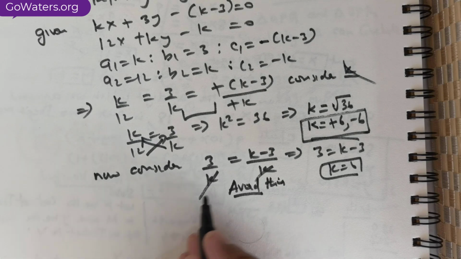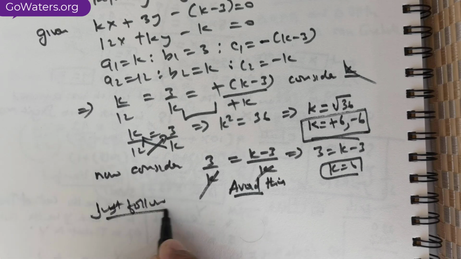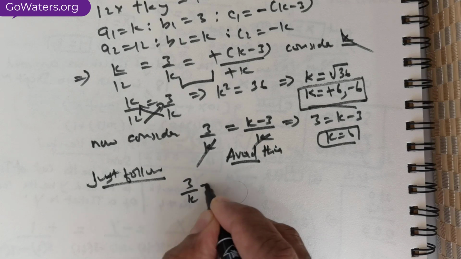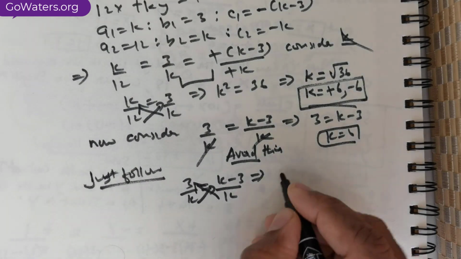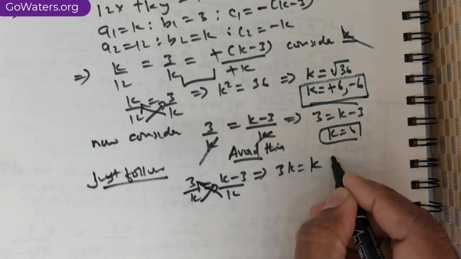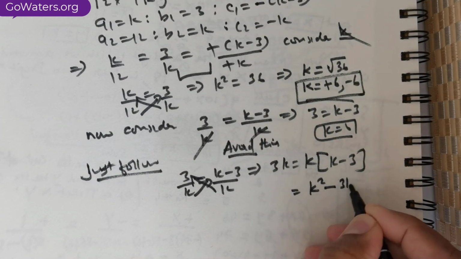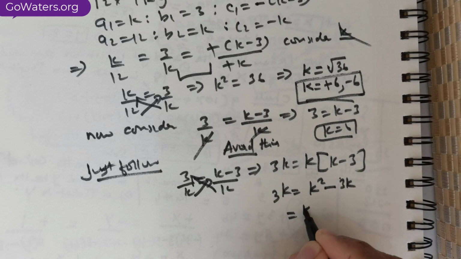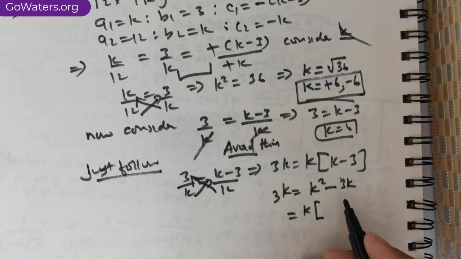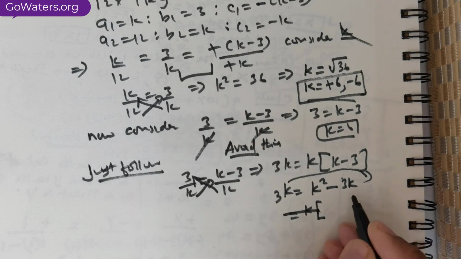So to get the other value, just follow this step. Take it as 3 over k is equal to k minus 3 over k, cross multiply. So you get 3 times k is equal to k times k minus 3. From here you get k squared minus 3k is equal to 3 times k. You can take a k out and solve it, or you can have this 3k moved inside. So I will just move that 3k there.